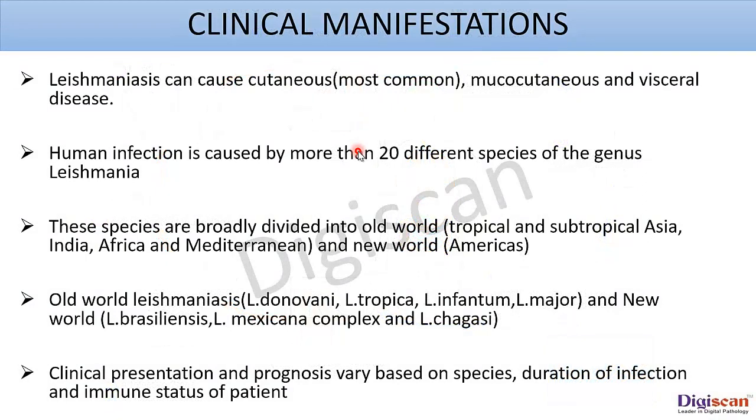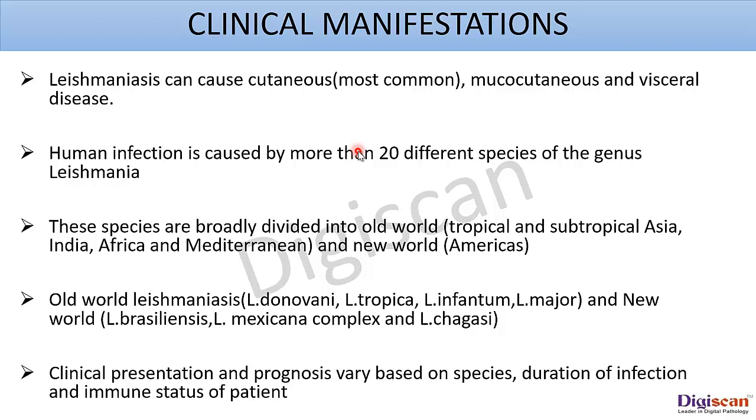Leishmaniasis can cause cutaneous, mucocutaneous, and visceral disease. Human infection is caused by more than 20 different species of the genus Leishmania. These species are broadly divided into Old World, which includes tropical and subtropical Asia, India, Africa, and the Mediterranean, and New World species, which is predominantly in the Americas.